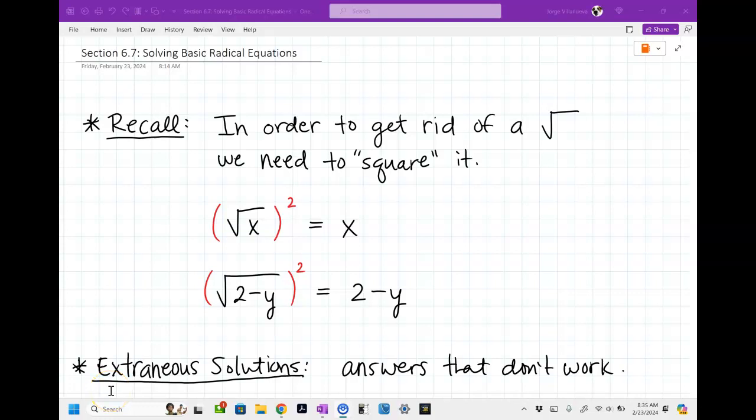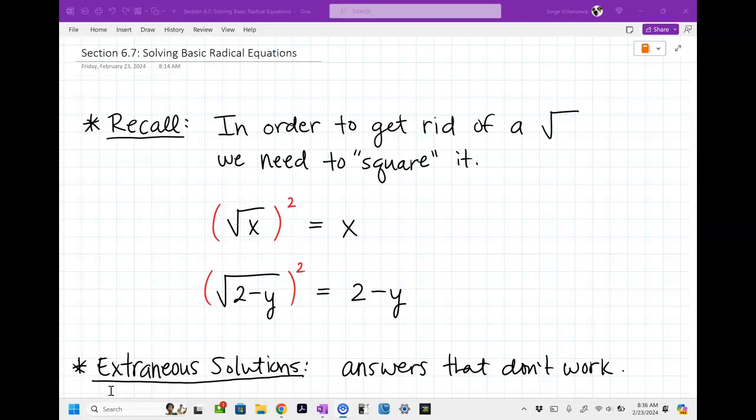All right, so today we're working on section 6.7, which is solving radical equations. Now these are the basic ones, like it says, not the ones that are a little bit more complicated, but they might look complicated as we move on, but they're not supposed to be. If we get into the more complicated ones, you'll be able to tell those are a little bit tougher to do.